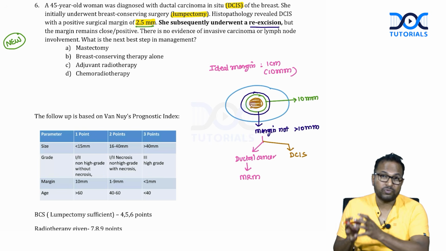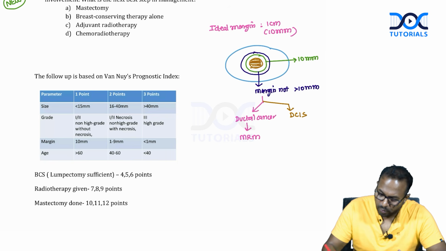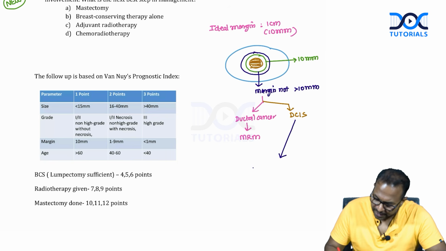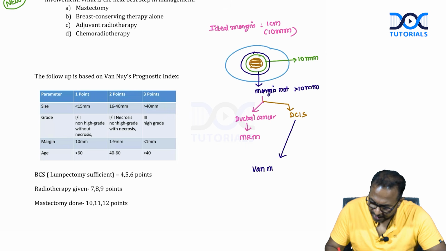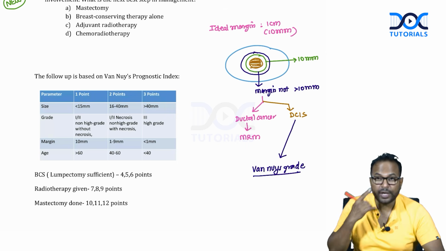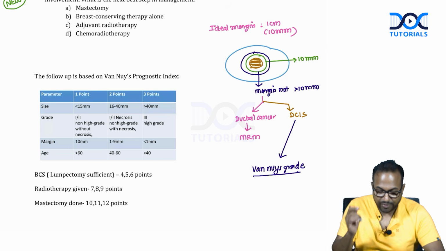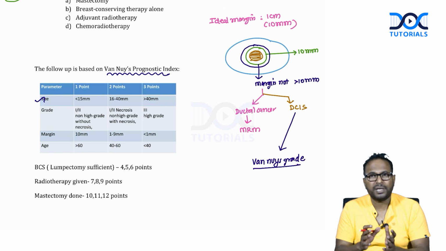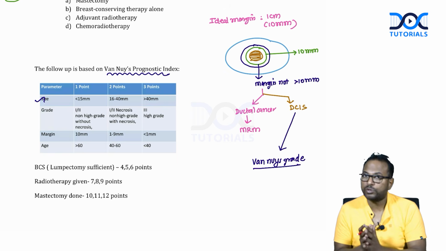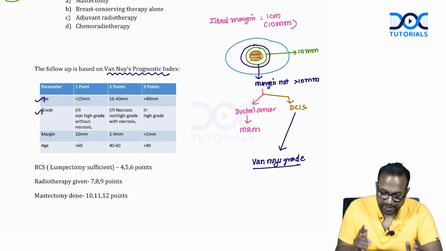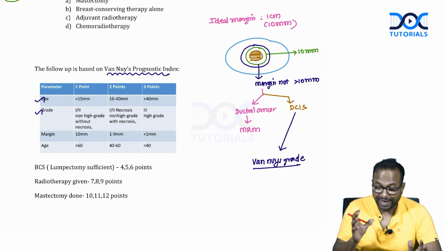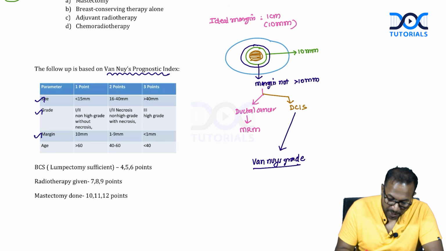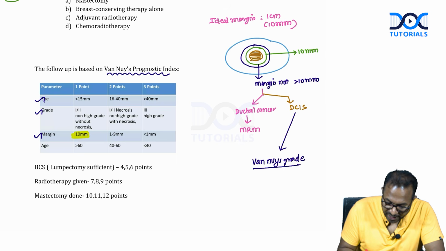What will I do now for this patient? This is a very old initiate question called as Van Nuys grading. Now I will follow Van Nuys grade and I will decide what should I do after the surgery. So that is based on Van Nuys grading. So Van Nuys grading says, if the size of the tumor is 1.5 centimeter, 1.4 centimeter, more than 4 centimeter, or grade of the ductal cancer in situ, low grade, high grade or very high grade, margin, see, ideally we should have a 10 mm margin.